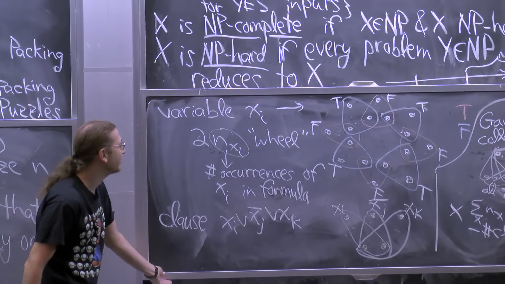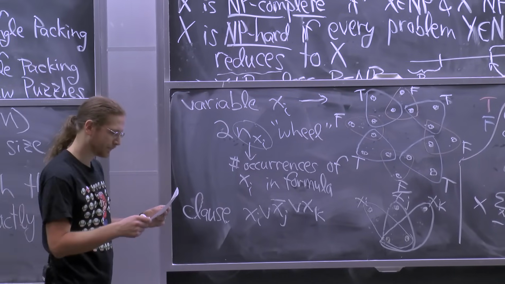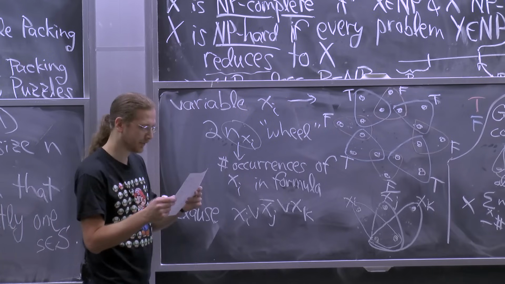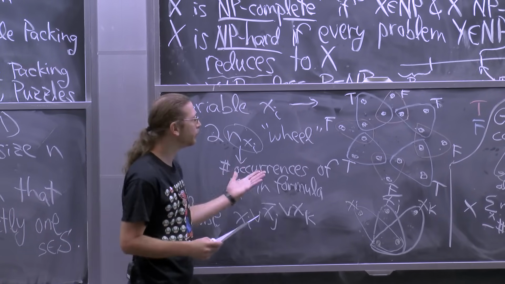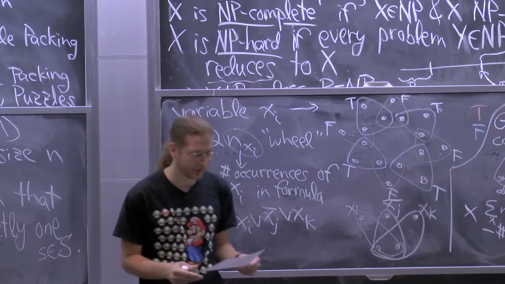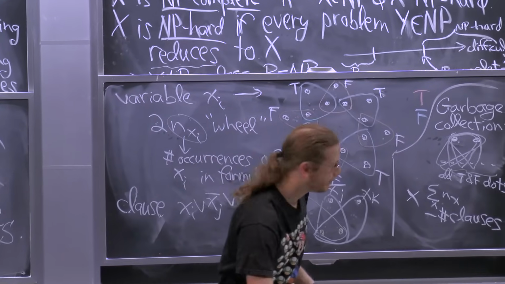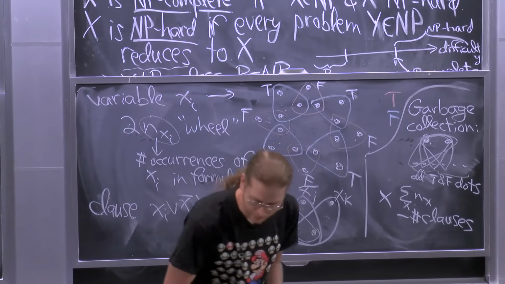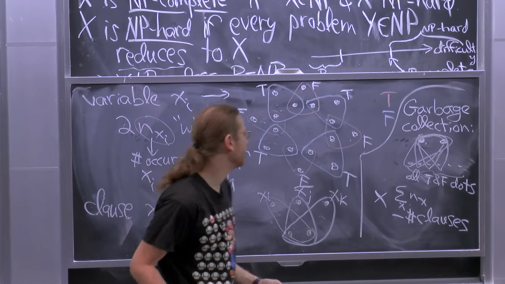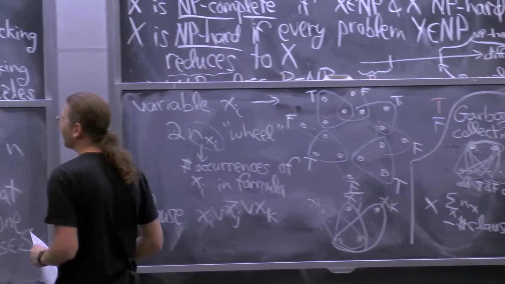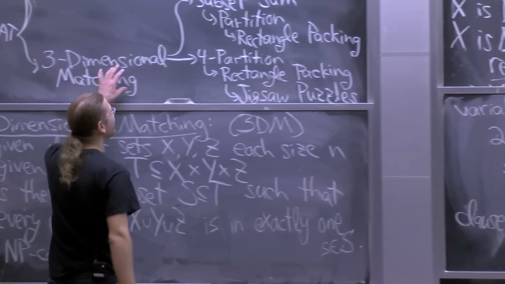I did not come up with this proof. Gary and Johnson, I think. Or no, this is, I forget. This is a Gary and Johnson proof. There's a cool book from the late 70s by Gary and Johnson. It does a lot of NP-completeness, if you're curious. All right, so hopefully you believe three-dimensional matching is hard.